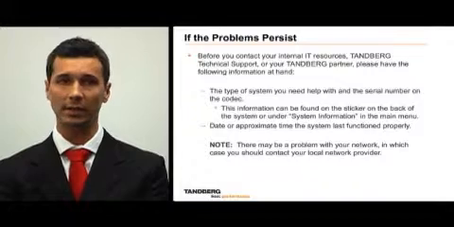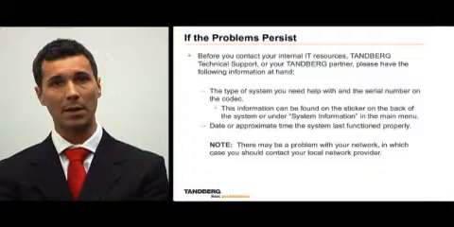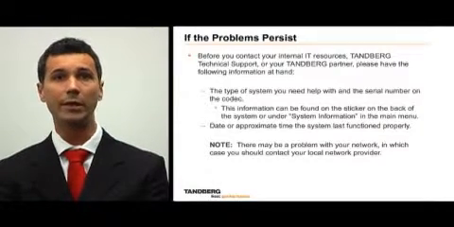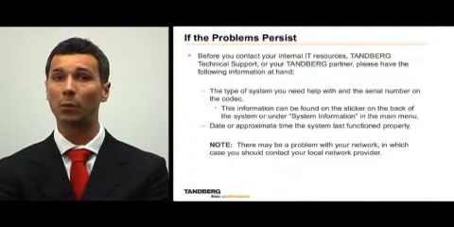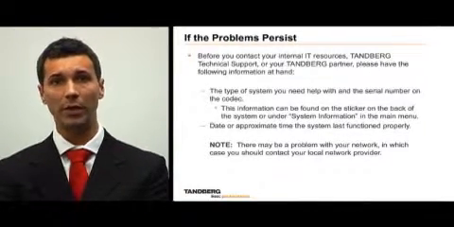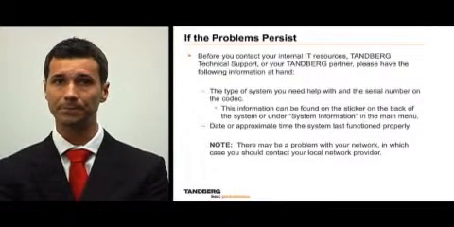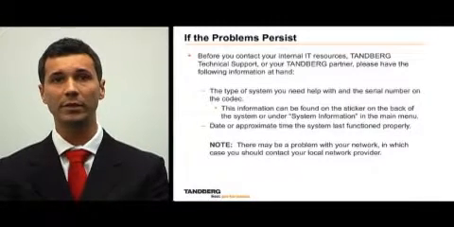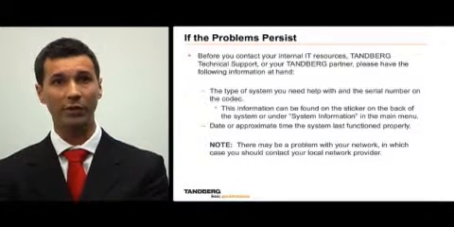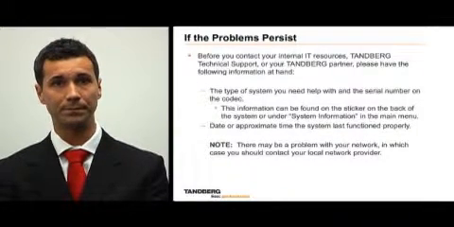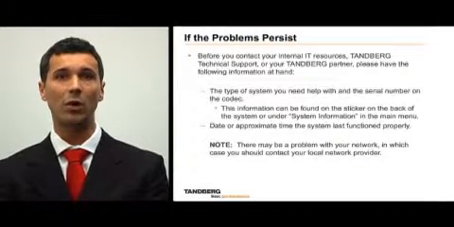If the problems persist, before you contact your internal IT resources, Tandberg Technical Support, or your Tandberg partner, please make sure you have the following information at hand: the type of system you need help with, the serial number on the codec, and the date or approximate time the system last functioned properly. The system information and serial number can be found on a sticker on the back of the system, or under System Information in the main menu. Also, there may be a problem with the network, in which case you should contact your local network provider.